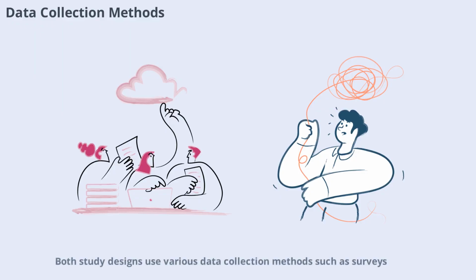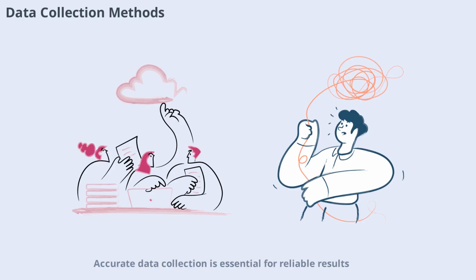Both study designs use various data collection methods such as surveys, interviews, medical records, or laboratory tests. The choice of method depends on the research question, resources, and population. Accurate data collection is essential for reliable results regardless of the study design. Let's look at how data is typically gathered in each type.